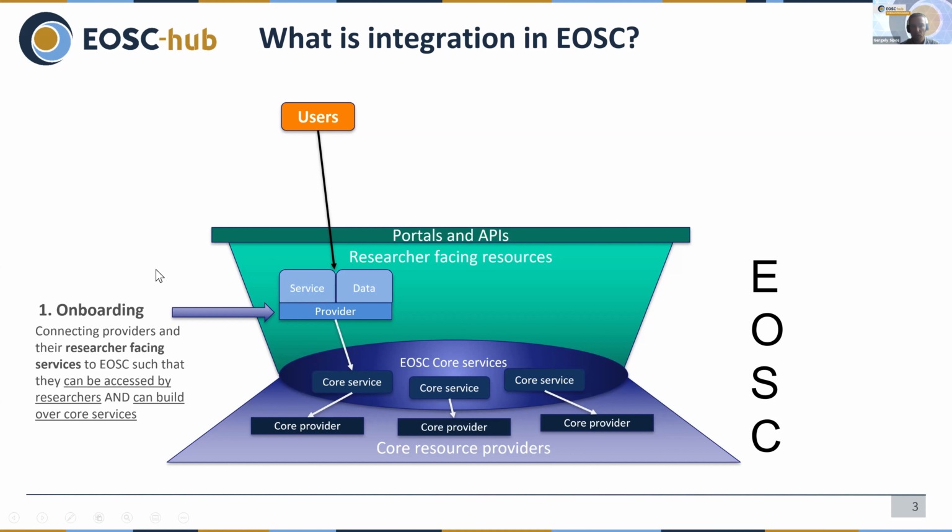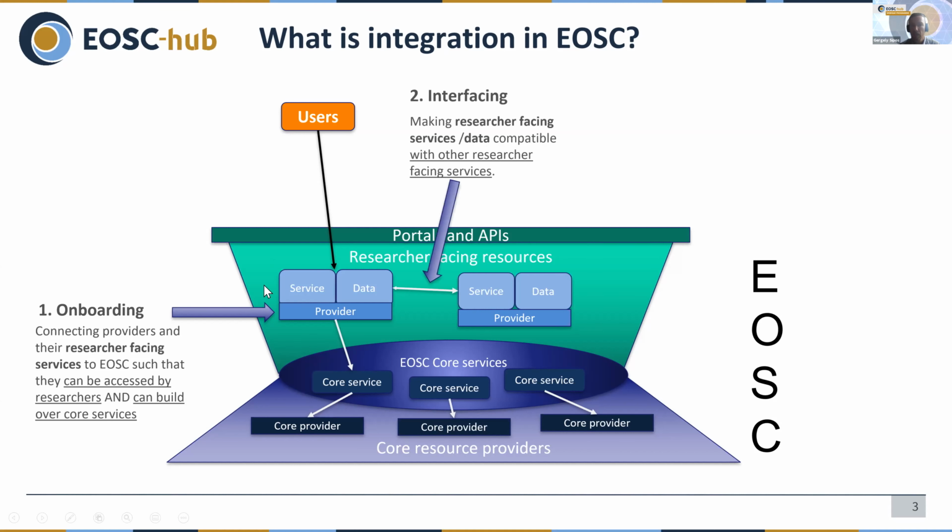So onboarding is the first step of integration, but there are other steps, such as integrating or interfacing your service with other services that also exist within the researcher-facing layer in order to deliver some combined results. For example, make your data set compatible with some already existing compute service, or make your compute service compatible with some container infrastructure, for example.